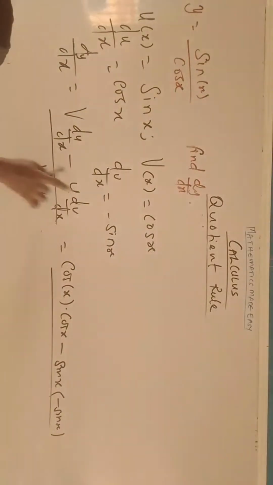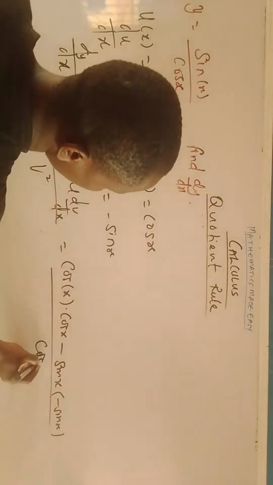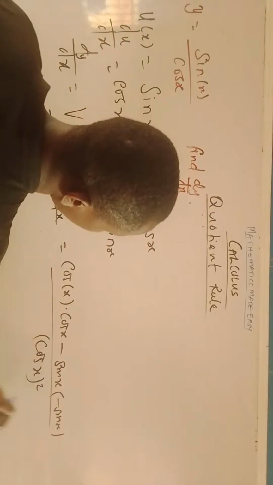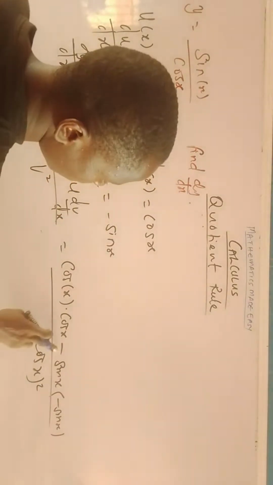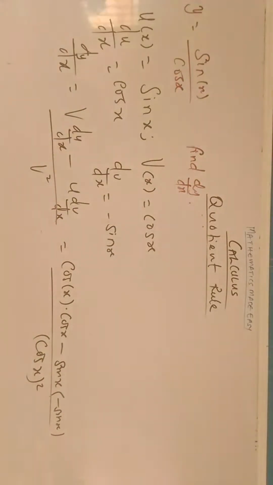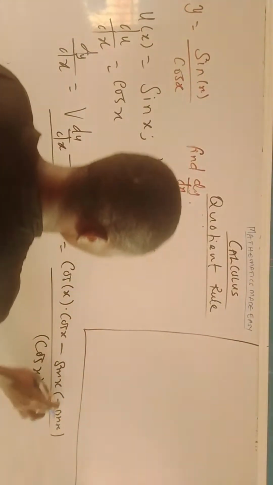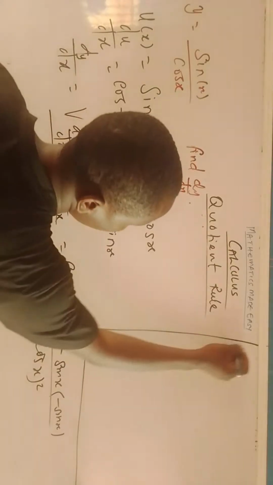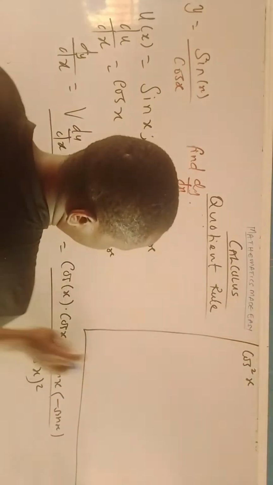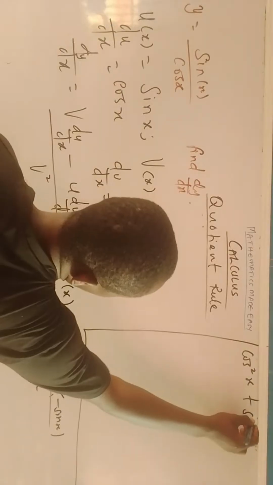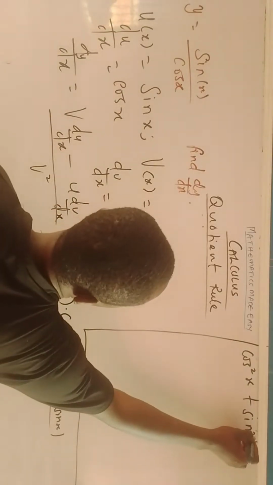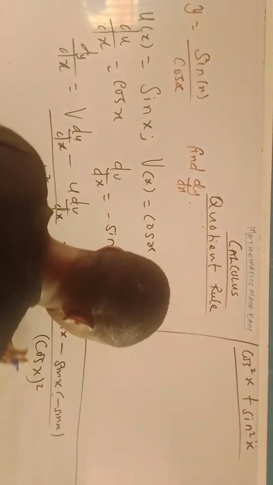v squared. So your v is what? Cos x. So everything over cos x, then raised to the power of 2. Alright? So minus times minus will give us what? Plus. So let me continue it here. Minus times minus will give us plus. So cos x times cos x will give us what? Cos squared x. Then we have plus sin x times sin x, sin squared x, then everything over what?